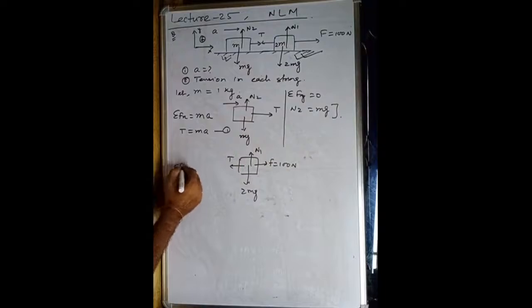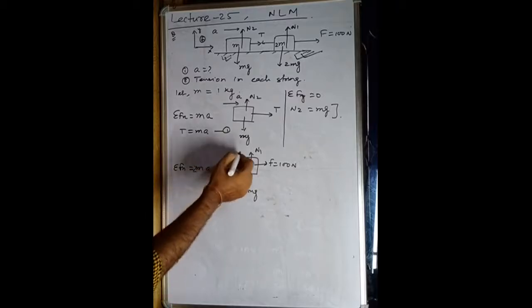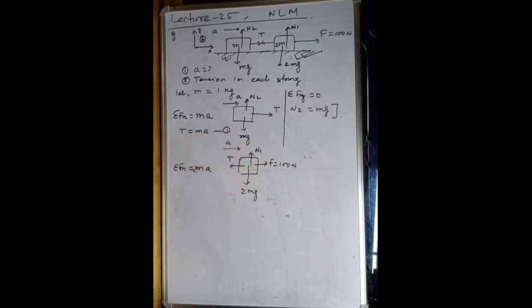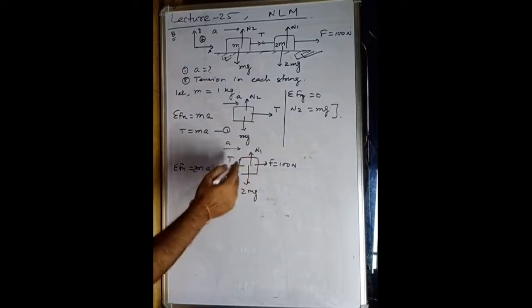Now again here, sigma Fx is equal to mass times acceleration. Here the mass of the body is 2m, so let me write here 2m. The acceleration is the same, and it is a. Both bodies are moving with the same acceleration, so the acceleration is a.